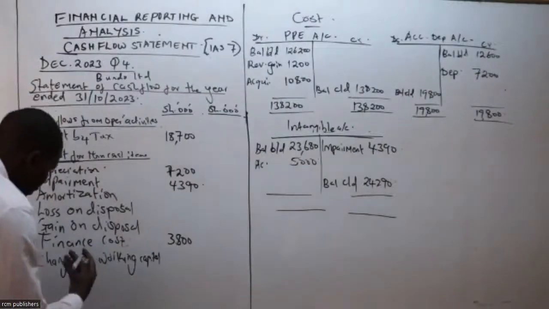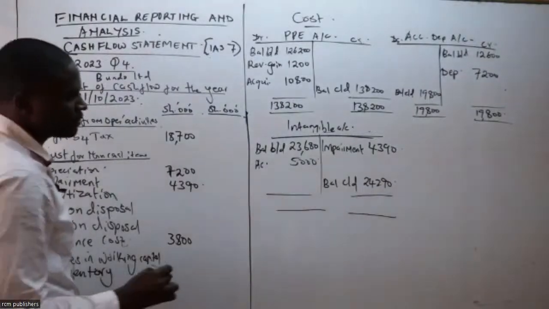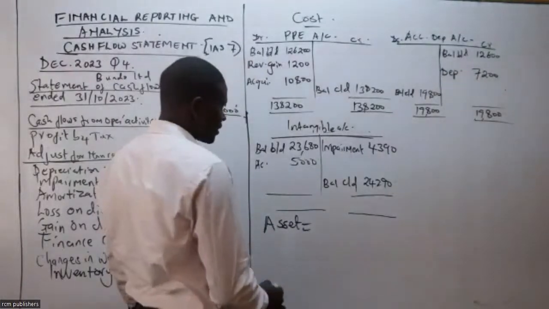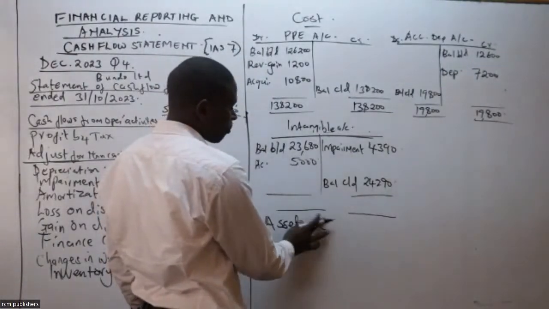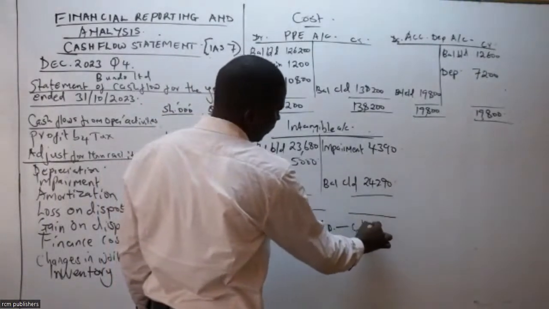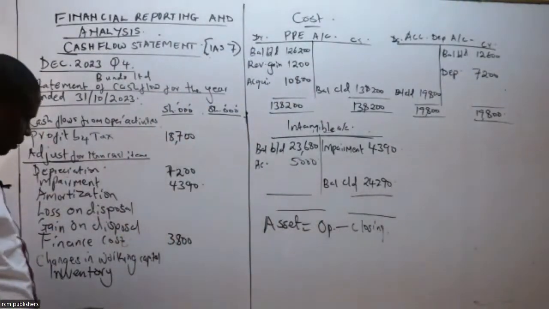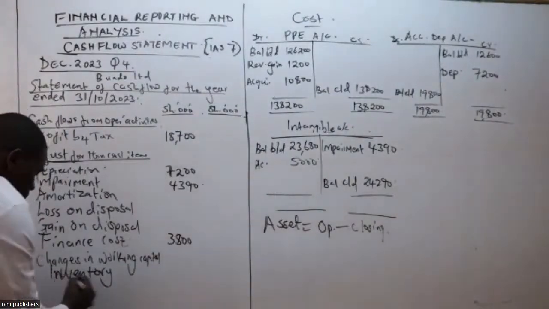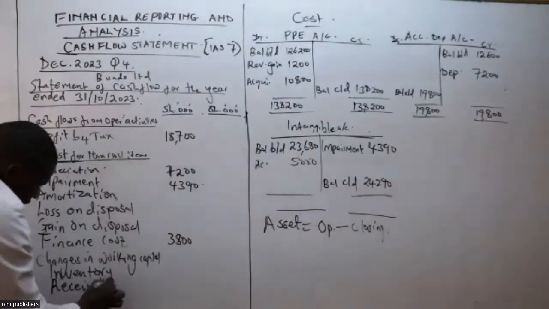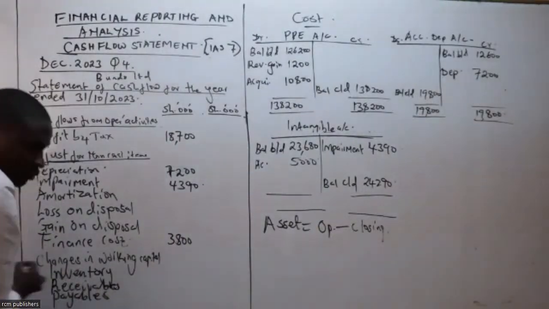is inventory. We computed, but I say that for the asset, if you want to solve asset, you just take the opening minus closing, and you'd be in a position to get your figure. So what we got here, then we got something on receivables, and then payable we also got something. So can you give us those?